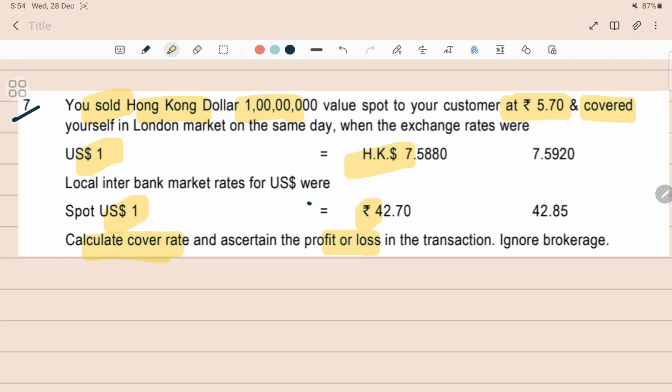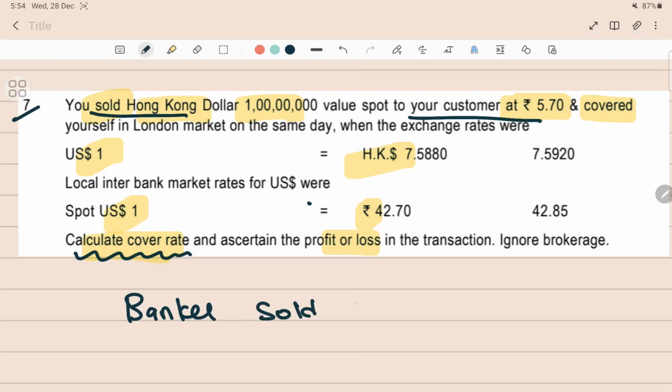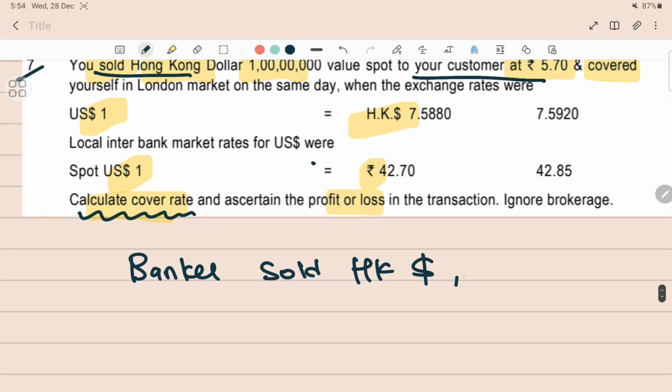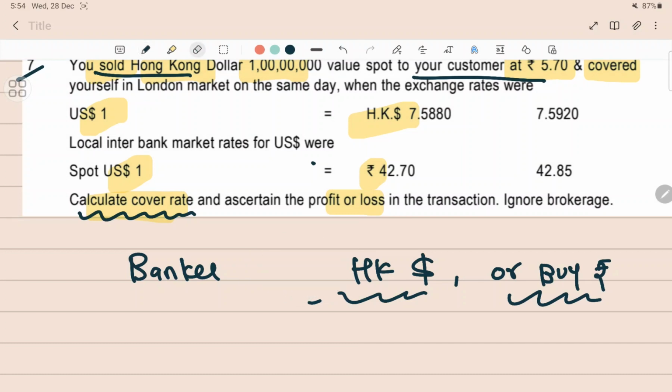Ignore brokerage. First of all, they have asked to calculate cover rate. What do you mean by cover? You sold Hong Kong dollar to your customer. From the question itself, you can ascertain that you are a banker. As a banker, you sold HK dollar at rupee 5.7. That means you bought rupee and sold HK dollar, it's the same thing. For simplicity, I'll just write sell HK dollar and buy rupee.